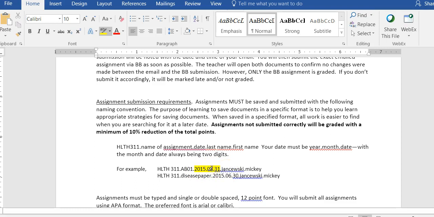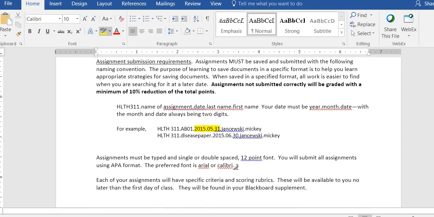Your months always must have 2 digits, and your days always must have 2 digits. And the reason that there has to be 2 digits is that a computer reads 5 as 50, and it reads 05 as the number 5. So you have to have a placeholder in order for it to read it correctly. If this just said 5, it would list chronologically as if it were 50. So that's really important for you to understand. There is a reason why everything's done in the way we save things.